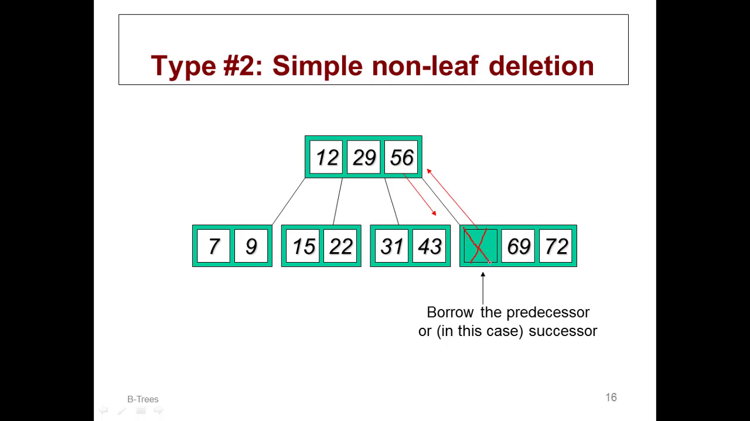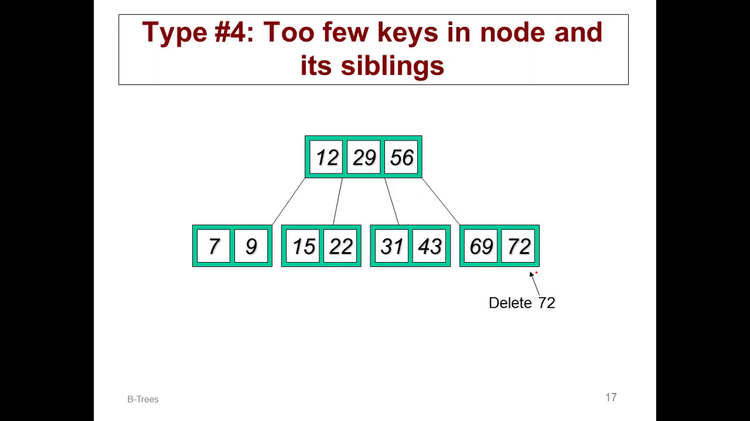We can see that the promotion of this node to the upper side does not cause the number of nodes at this point to be too few, right? So it will not need any kind of merging or other operations. The 56 has been promoted to the upper side, and that completes the delete operation.